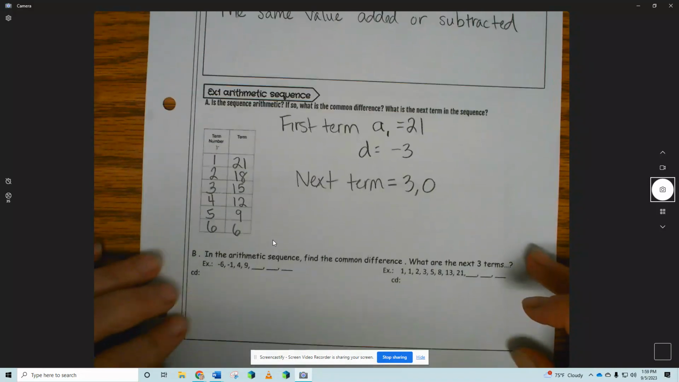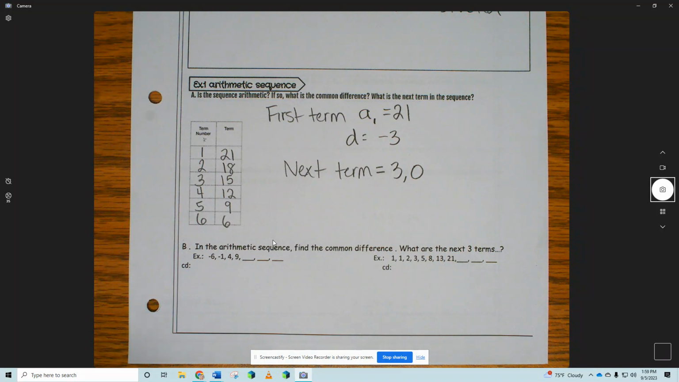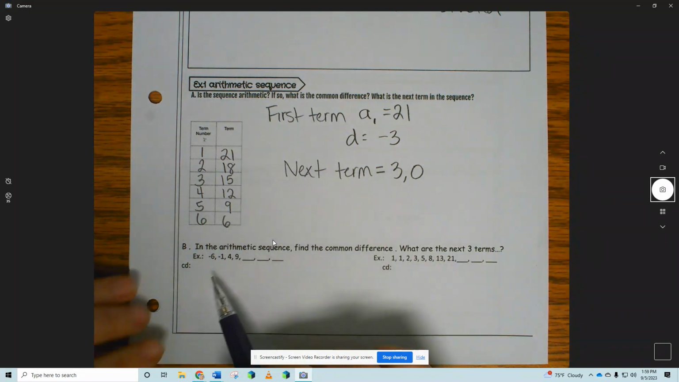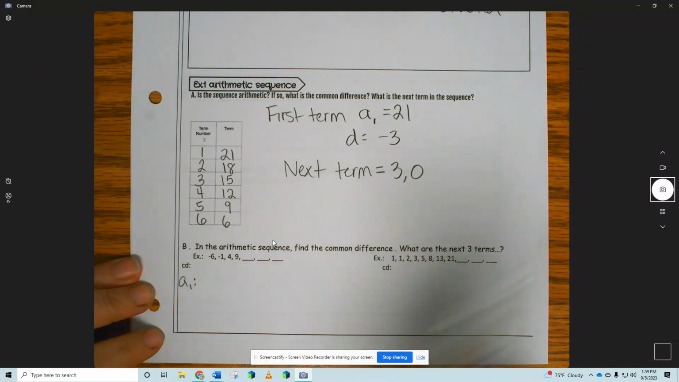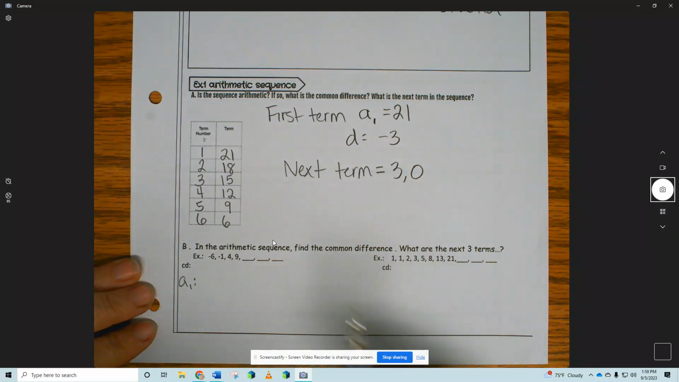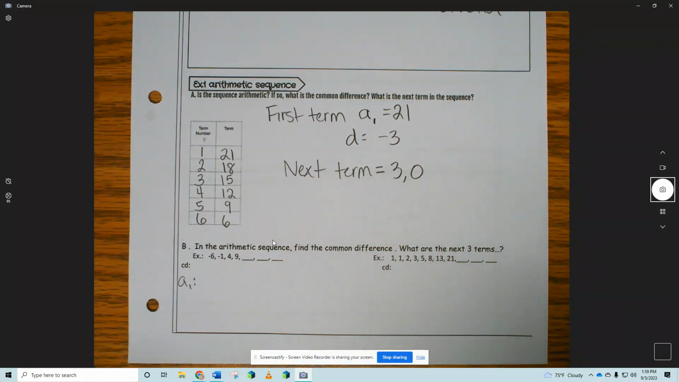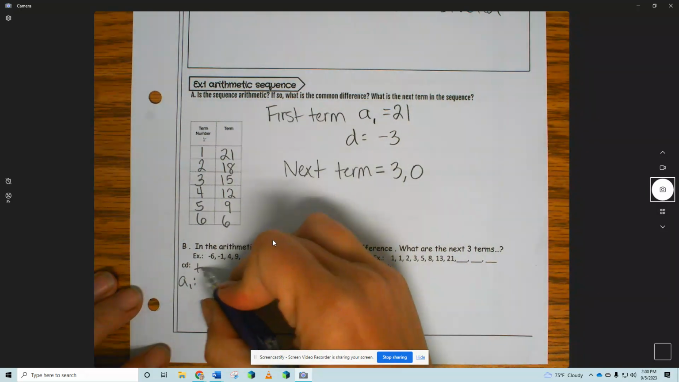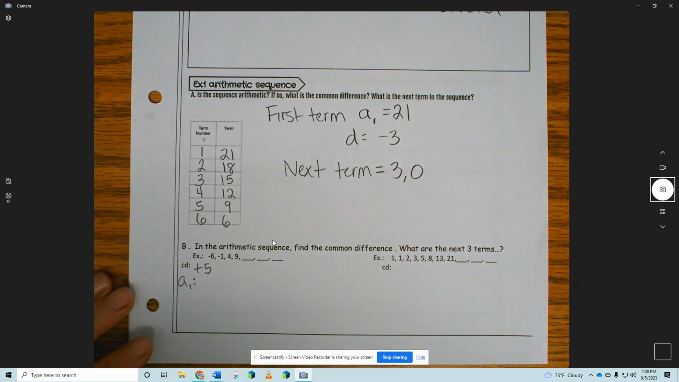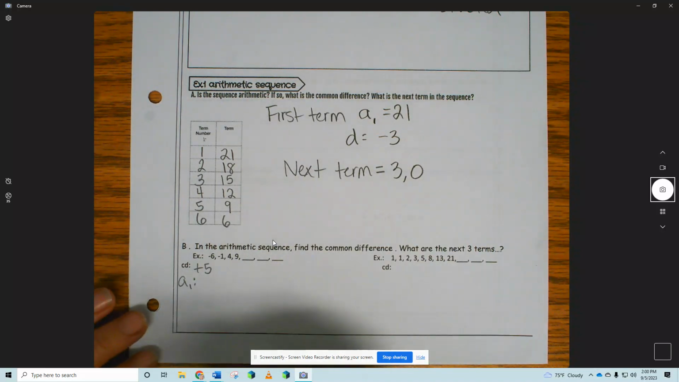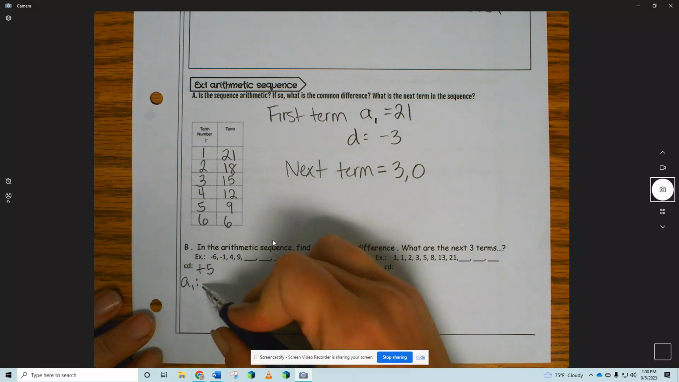All right, part B. I have another list: -6, -1, 4, 9. So, common difference and A sub 1. That's what I want to know. CD means common difference or difference. First, let's tell what the common difference is. You need to know that first. How is this list changing? Plus 5. Adding 5. So plus 5 is going to be my D, the common difference. A sub 1. What's the first number in my list? -6.